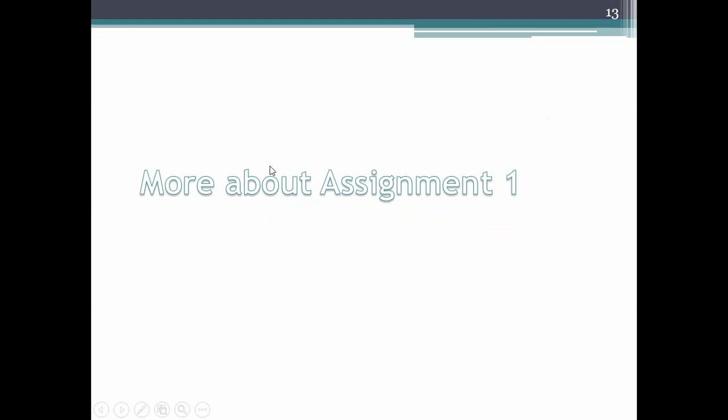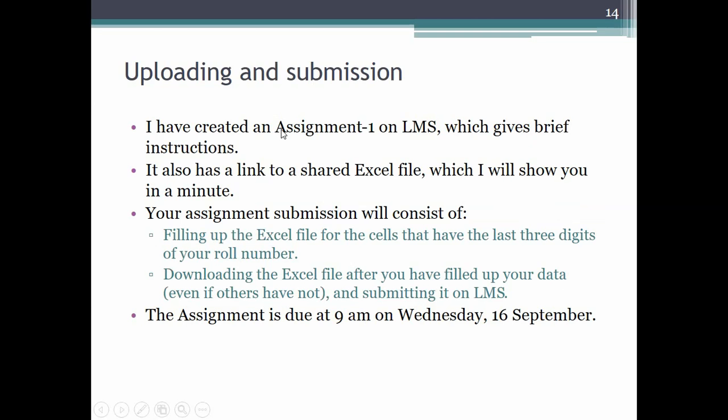All right. Now a little about assignment 1 again. I've created an assignment 1 on LMS, which gives very brief instructions and description. Actually, everything that is there, I'm going to tell you right now. The assignment has a link to the assignment statement.